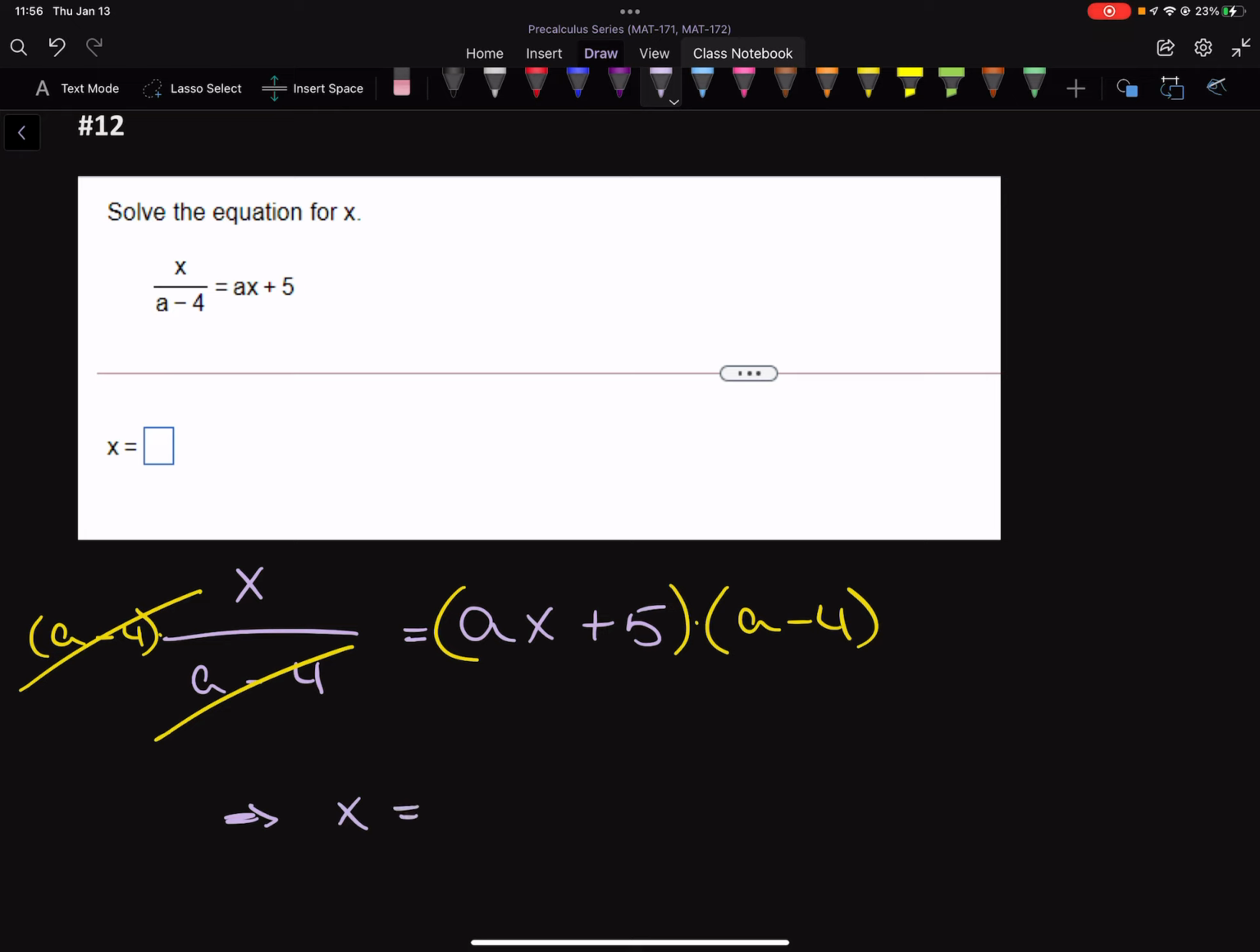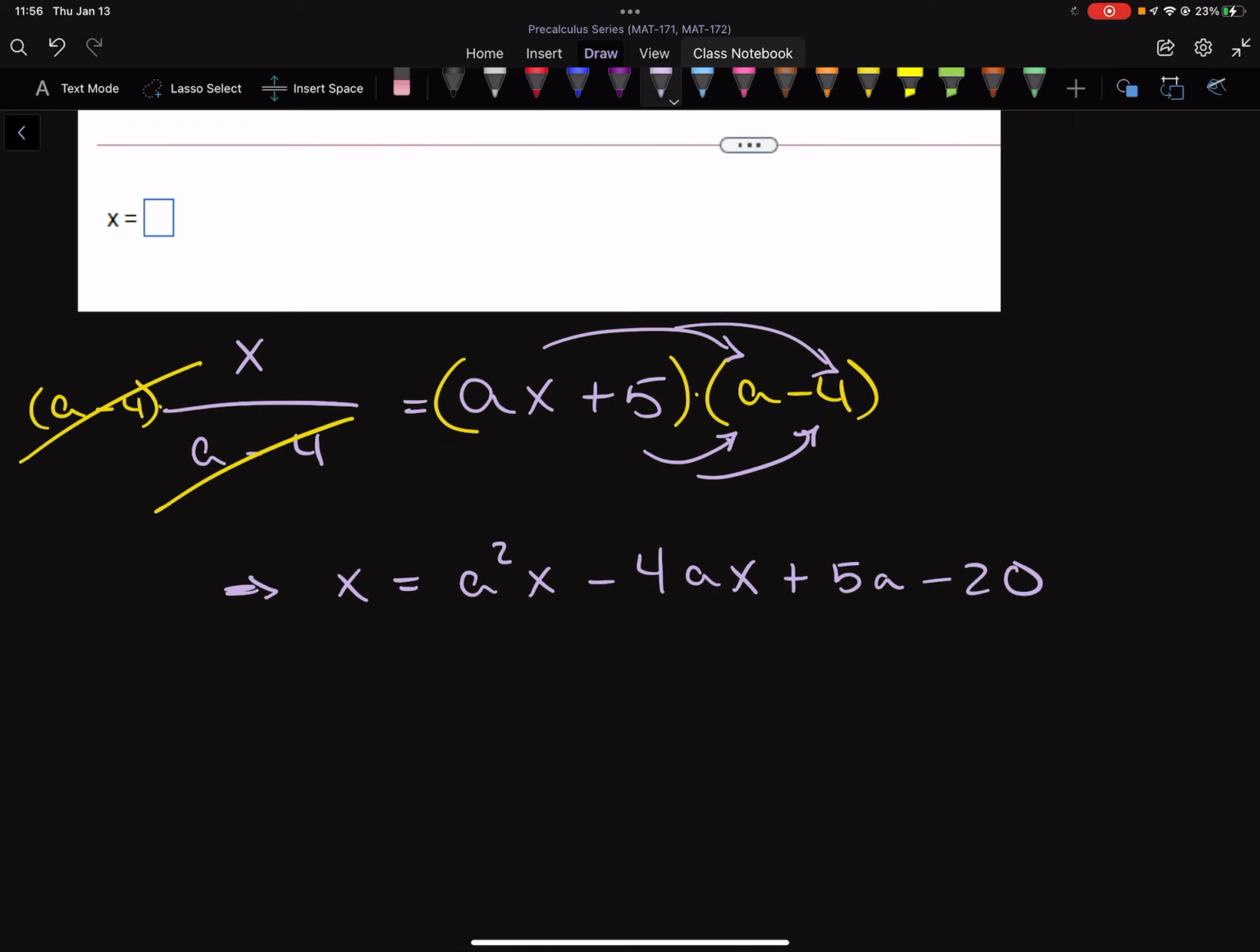And at this point, I'm going to go ahead and just use the distributive property here. So I'm going to distribute that term to those two. So I would get a squared x minus 4ax. All right. And then I'm going to distribute the 5 through both of these terms as well. So then that's going to be plus 5a minus 20.